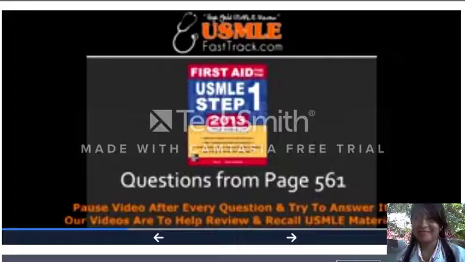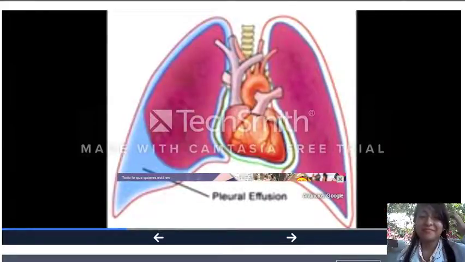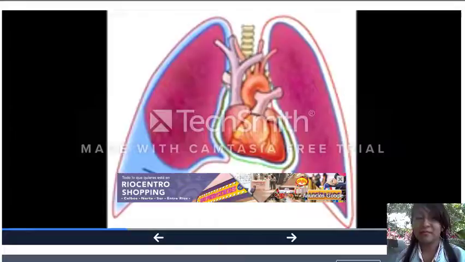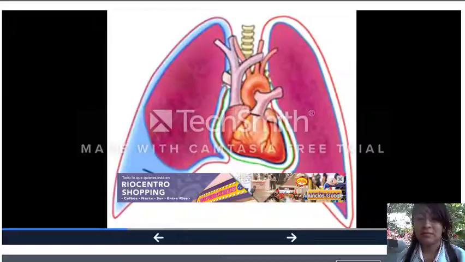The section we're going to talk about today is from First Aid for the USMLE Step 1, 2013 edition, page 561. What is pleural effusion? Pleural effusion is the excess fluid that accumulates between the two pleural layers. The pleural cavity is a fluid-filled space around the lungs, so when you have excess fluid in this area, instead of the normal amount of fluid, this is called pleural effusion. An excessive amount of such fluid can impair breathing by limiting the expansion of the lungs during ventilation.